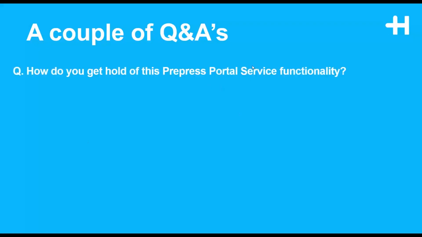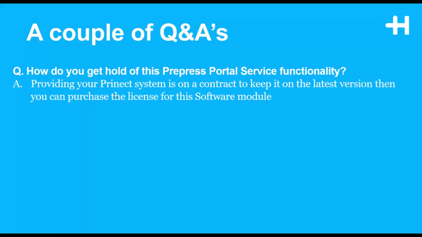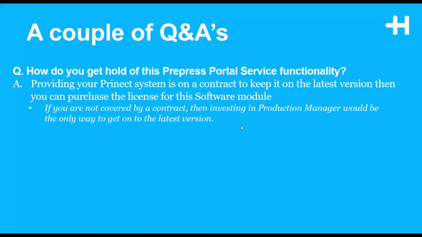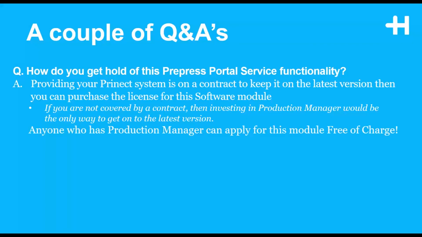So to finish off, I have a couple of questions and answers to start things going. Firstly, how do you get hold of this Prepress Portal Service functionality? Well, the answer is by providing that your Prinect system is on contract to keep it on the latest version, you can purchase the license for this software module. If you're not covered by a contract, then investing in Production Manager would be the only way to get onto the latest version. And anybody that already has Production Manager can apply for this Prepress Portal Service license free of charge.